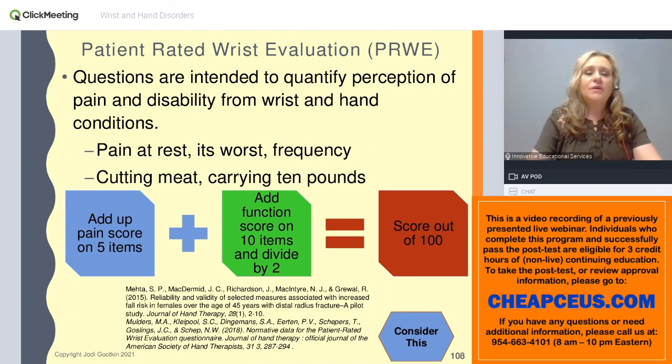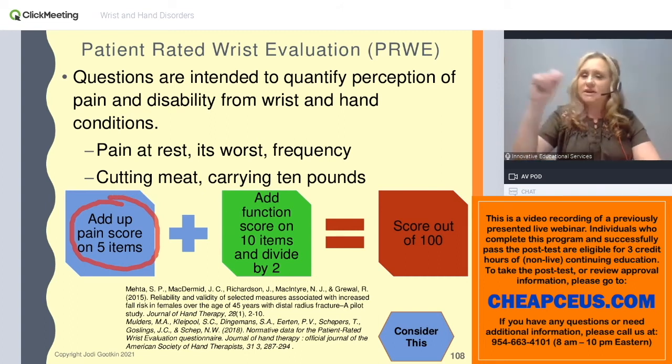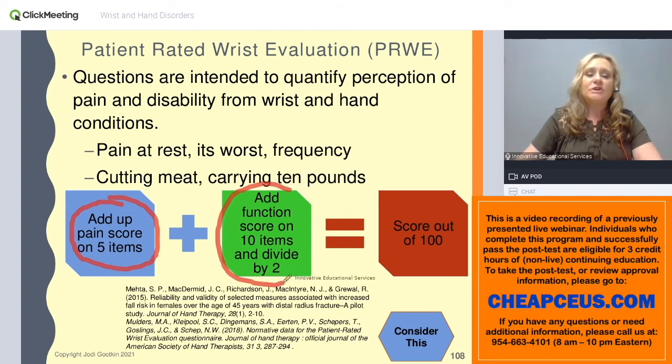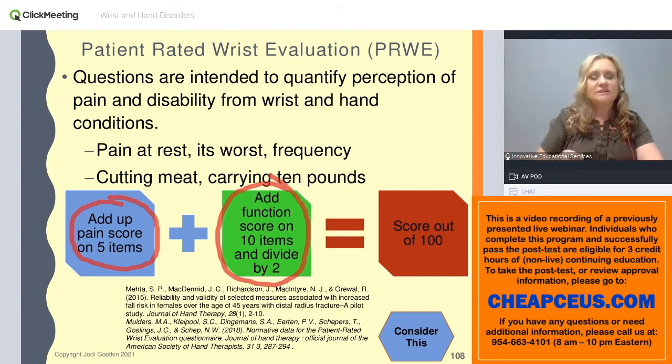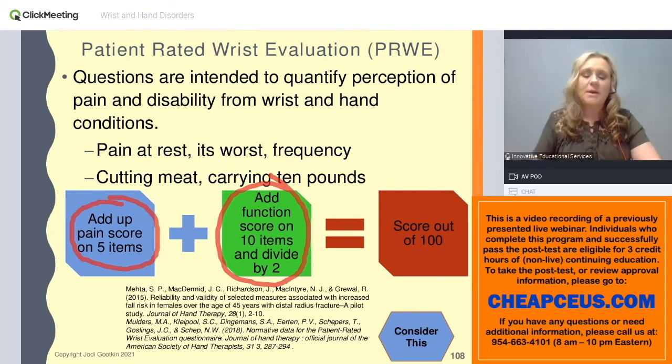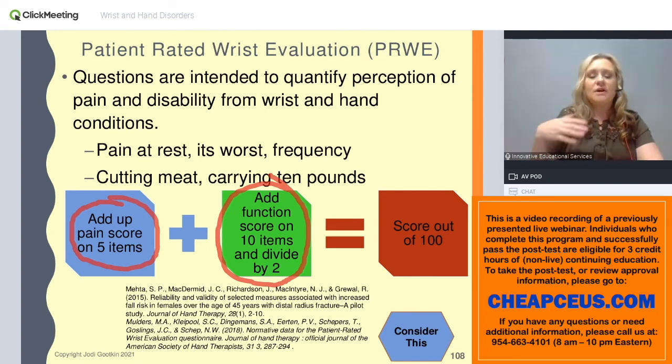The Patient-Rated Risk Evaluation is a mathematical calculation. You're going to add up the score for the pain-related questions, looking at rest, looking at the frequency of it. It's a 0 to 10 scale that's utilized. And then there are going to be questions about function, sit to stand, can you grab your toilet paper? It's short and quick, scored out of 100. There was no clinically important difference that I could find. It seems like the benchmark is that a change of 10 is a true change.